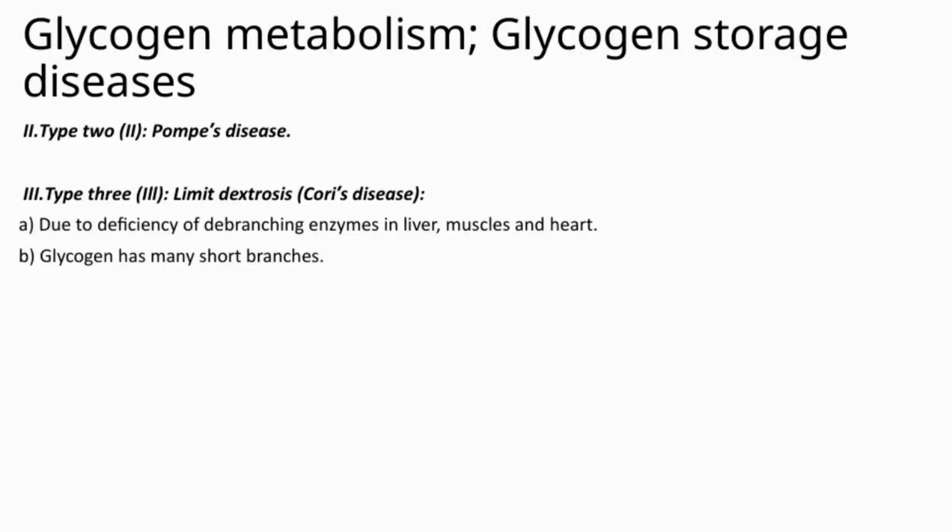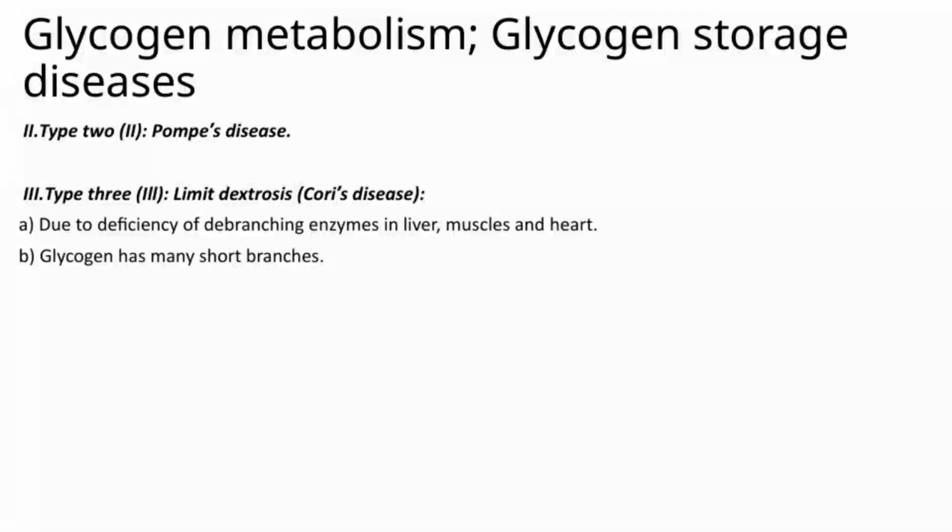Both of these diseases highlight how crucial proper enzyme function is for glycogen metabolism. If the enzymes involved are defective or deficient, glycogen accumulates abnormally, causing significant metabolic and structural issues in various tissues. This underscores the importance of the regulation of glycogen storage and breakdown in overall metabolic health.